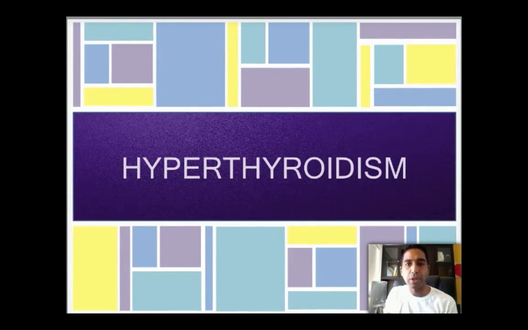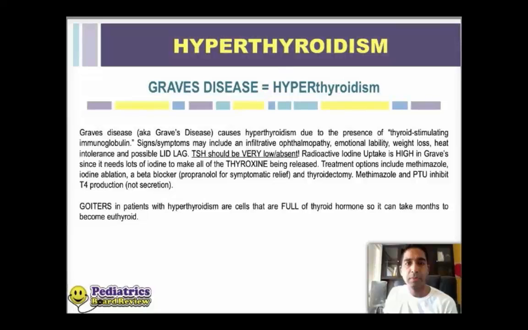All right, next let's talk about hyperthyroidism. Graves' disease can cause hyperthyroidism. Hashimoto's thyroiditis causes hypothyroidism. Graves' disease causes hyperthyroidism. This is due to the presence of thyroid-stimulating immunoglobulin.